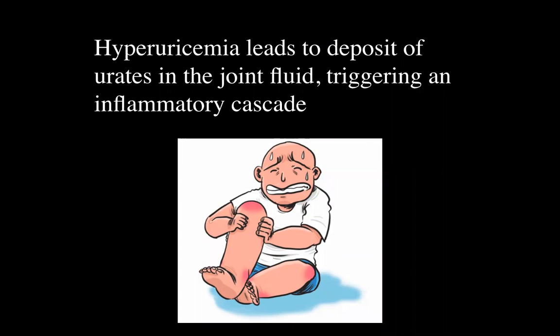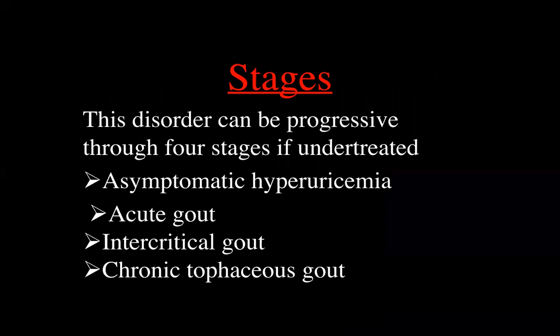Hyperuricemia leads to deposit of urate in the joint fluid, triggering an inflammatory cascade. Stages. This disorder can progress through four stages if untreated: asymptomatic hyperuricemia, acute gout, interstitial gout, chronic gout.